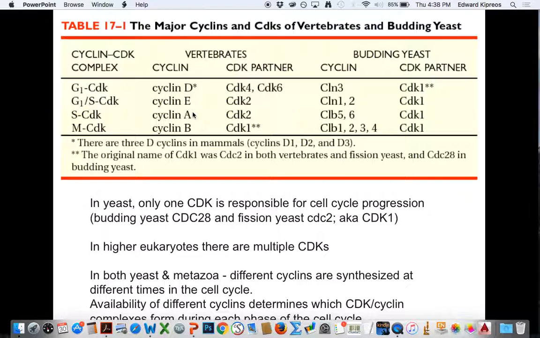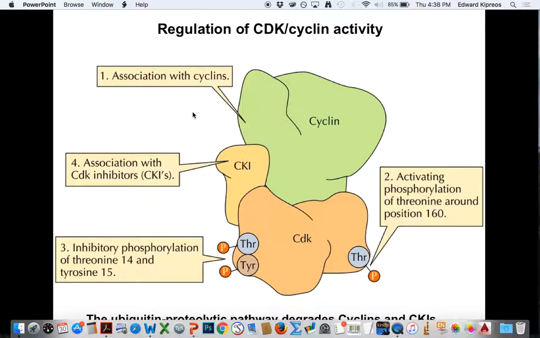While we have different cyclins at different points in the cell cycle, we also have different CDKs. So there's specialized CDKs for G1, G1/S, S-phase, and mitosis, and we'll get into some of these later. Now we'll go over the regulation of these CDK-cyclin complexes. One regulation is that the CDK is not active by itself. It has to bind a cyclin to be active.